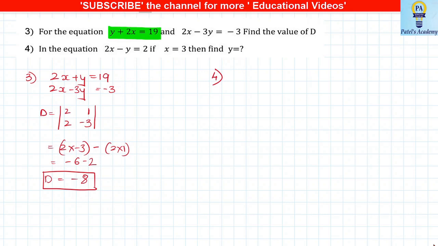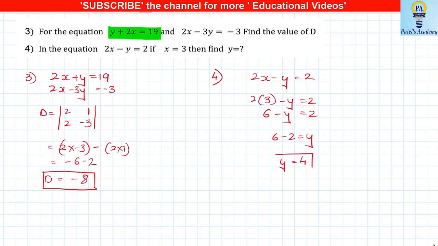Okay, now the next is they have given the equation. You have to find the value of y when x is 3. So 2x minus y equals to 2. The value of x is 3. So 2 into 3 minus y equals to 2. 6 minus y equals to 2. 6 minus 2 equals to y. y equals to 4. Okay, simple substitution and finding the value of y.